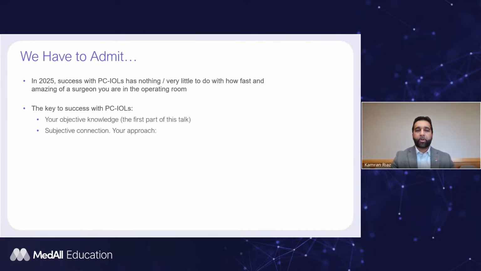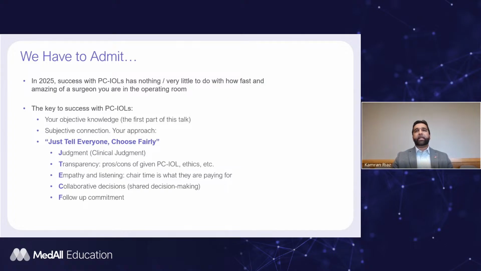But equally important, and this is why, thankfully, AI is never going to replace us as surgeons, is the subjective connection. So how do we approach these patients here? This is the mnemonic that I like to teach: just tell everyone, choose fairly. So this is a 5-letter acronym, mnemonic, whatever you want to call it.